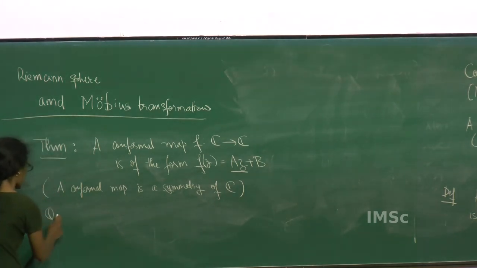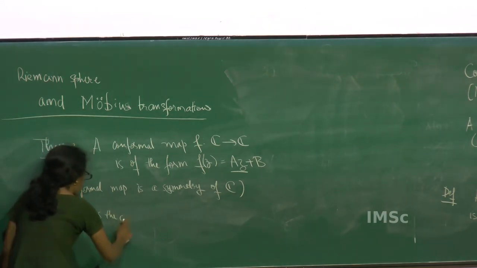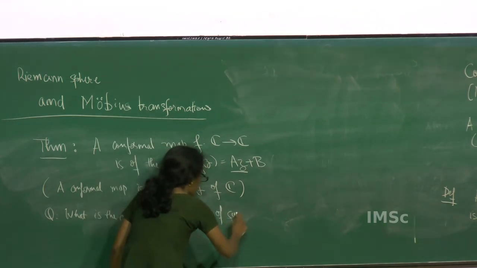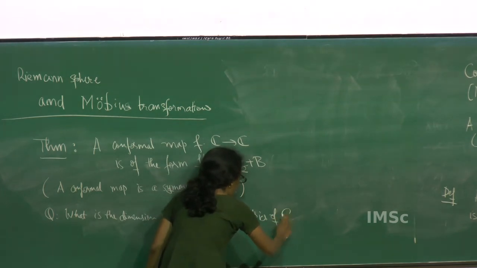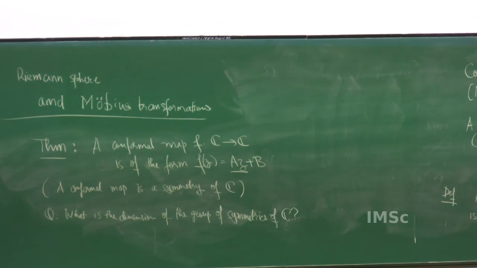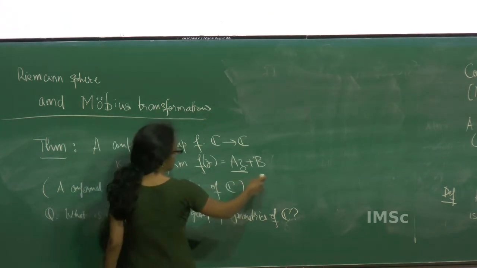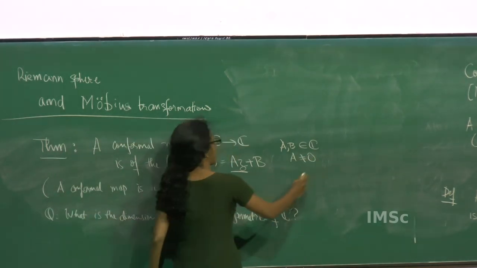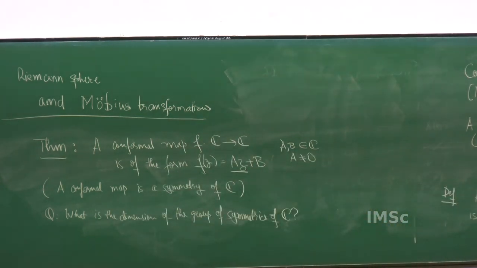So now I can ask you a quick question. What is the dimension of the group of symmetries of C? It's an easy conclusion of this theorem. Earlier it's a little bit of a leap, because in Amri's talk all the symmetries could be listed out, a discrete number of symmetries, whereas here you can vary a continuously. So a and b are complex numbers, and of course for this to be a conformal map, a has to be non-zero. So a is a non-zero complex number, b is any complex number. You can vary a and b continuously, so there is an infinite number of symmetries of C.